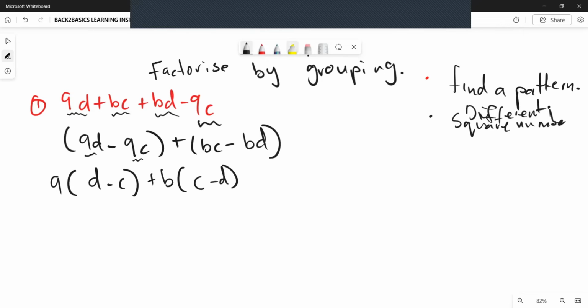Altogether. And what else was supposed to be negative? Now here, this was supposed to be subtract here. This was supposed to be subtraction here. Altogether. Hopefully you still follow. What we've done, firstly, we said 9D subtract 9C plus B into C subtract D altogether.